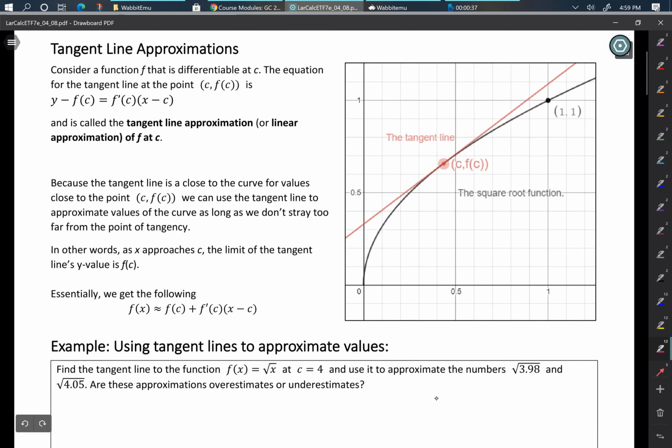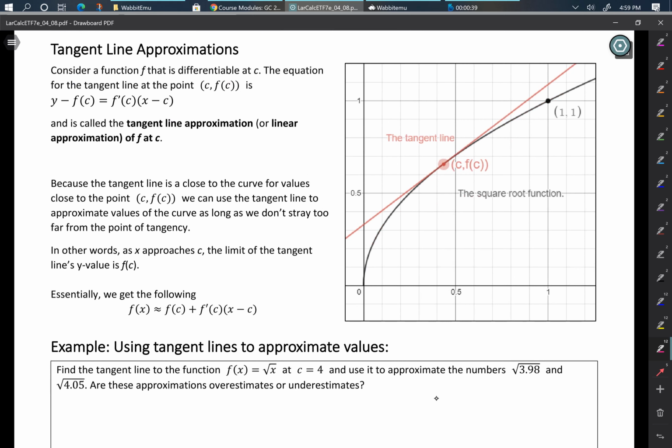Tangent line approximations. Now, we have been doing tangent lines in this class since way back at the beginning of the semester. One of the first things we did when we started talking about calculus is we said, hey, one of the big things in calculus is being able to find the instantaneous rate of change of a curve and then use that instantaneous rate of change of the curve to talk about the tangent line to a curve.